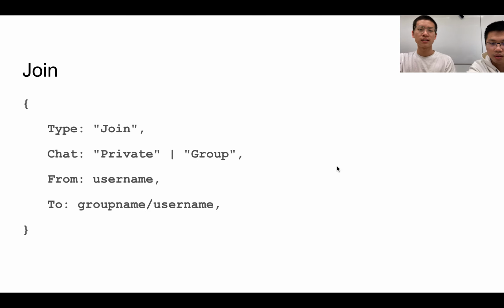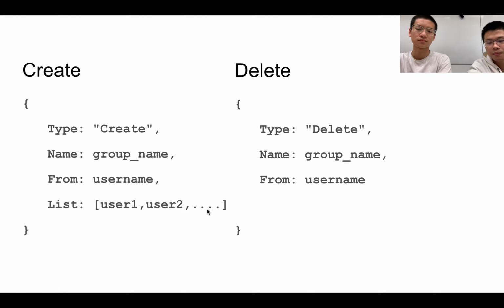And also this is the join type. Whenever a user wants to join either a private message or a group message, we will send this message to the server. And we have type join, chat, private or group chat, from username, and to is the destination, either a group name or a username.